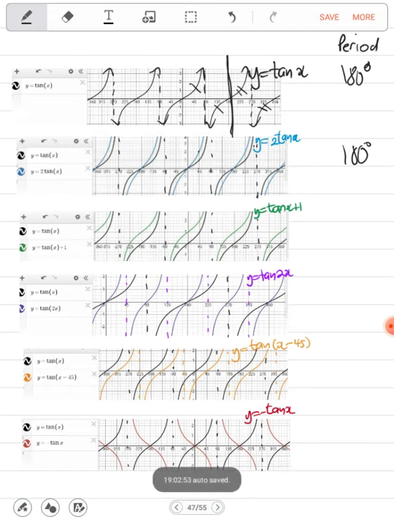Then you take 10 and you add 1 to it. Again, the graph just jumps up 1. The period remains at 180 degrees. No amplitude we talk about here.